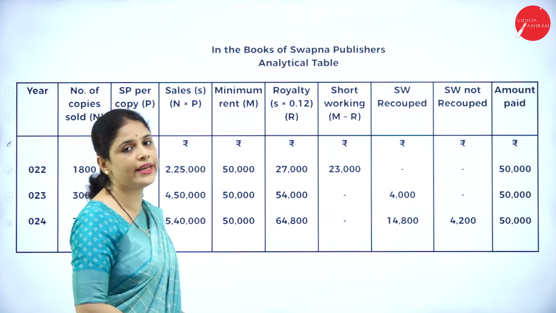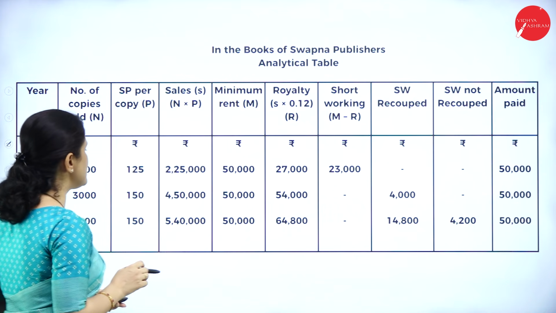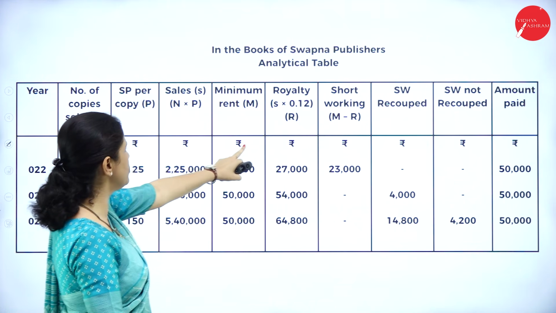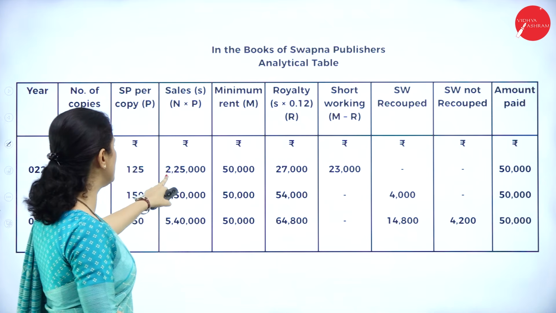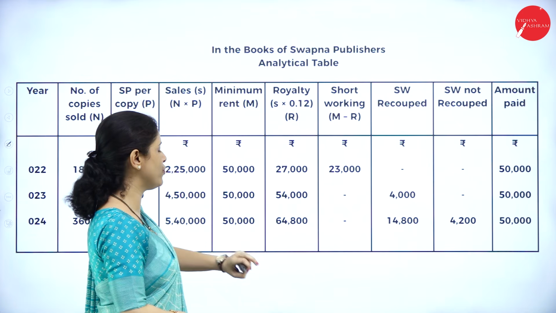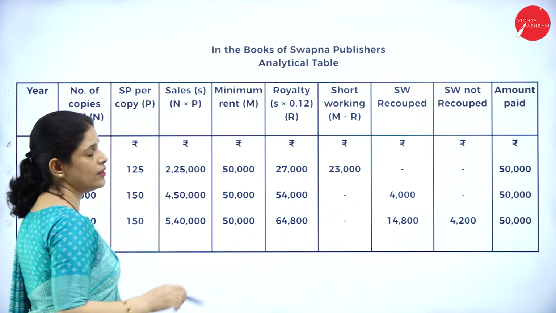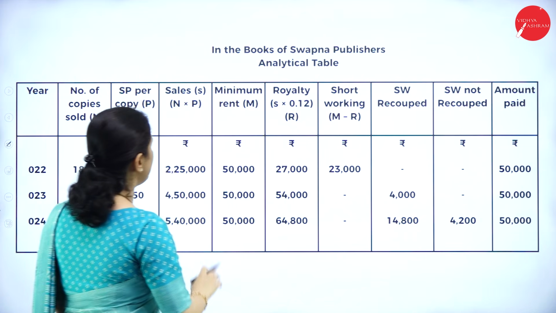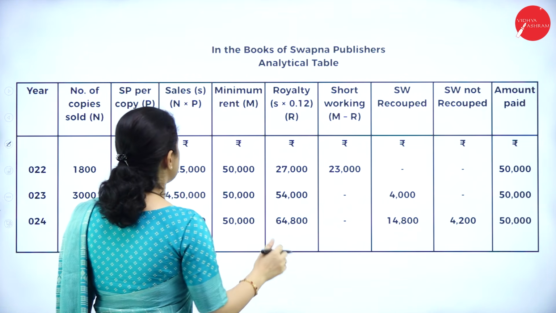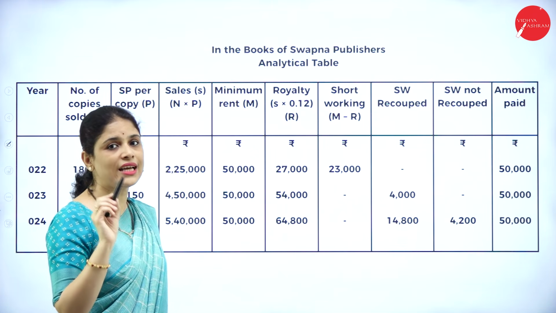Next, minimum rent is already given in the problem, so we will write it. Next, royalty. What did they say? Royalty is how much? 12%. So 12% means sales into 0.12, that is 2,25,000 into 0.12, that is 27,000. For second year 54,000 and for third year it is 64,800. Short working recouped. Next let us see the short working. Short working means minimum rent minus royalty. Here minimum rent is 50,000. Royalty is 27,000. That means there is a short working.